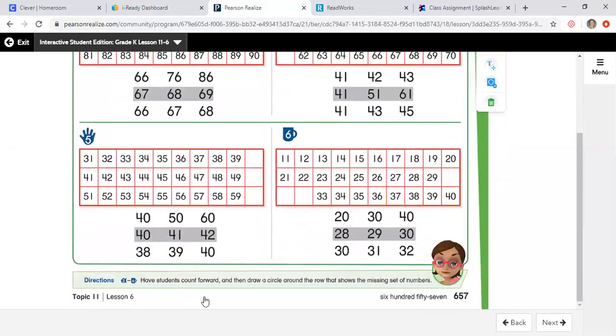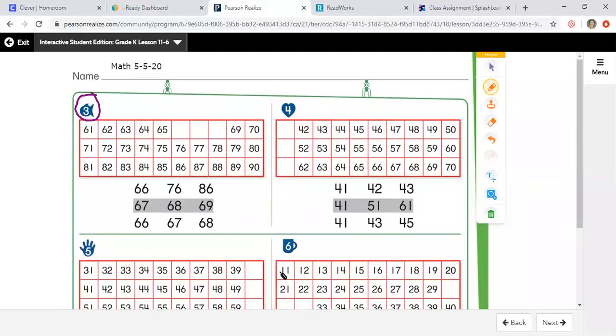All right, have students count forward. Then draw a circle around the row that shows the missing set of numbers. Okay, so get ready to write with a pencil the missing numbers, okay? Let's count out loud until we get to these numbers, all right? So don't write the numbers until we get to the missing ones.